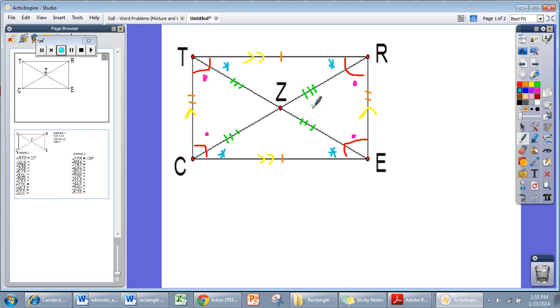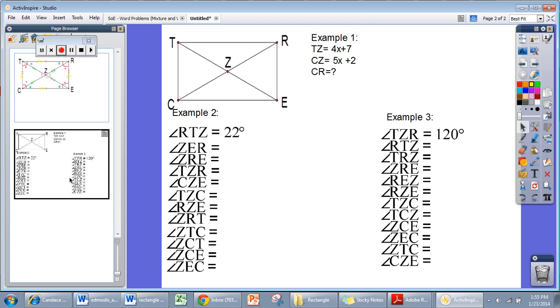Alright, and then the ones around Z, of course, we have some vertical angles. So let's go ahead and mark those guys. So the top and the bottom are going to be congruent, and then your left and your right are going to be congruent. So knowing just one of the angles, you can actually find out all of the missing ones. And so we're actually going to do that on the next page. We're going to do a few examples.